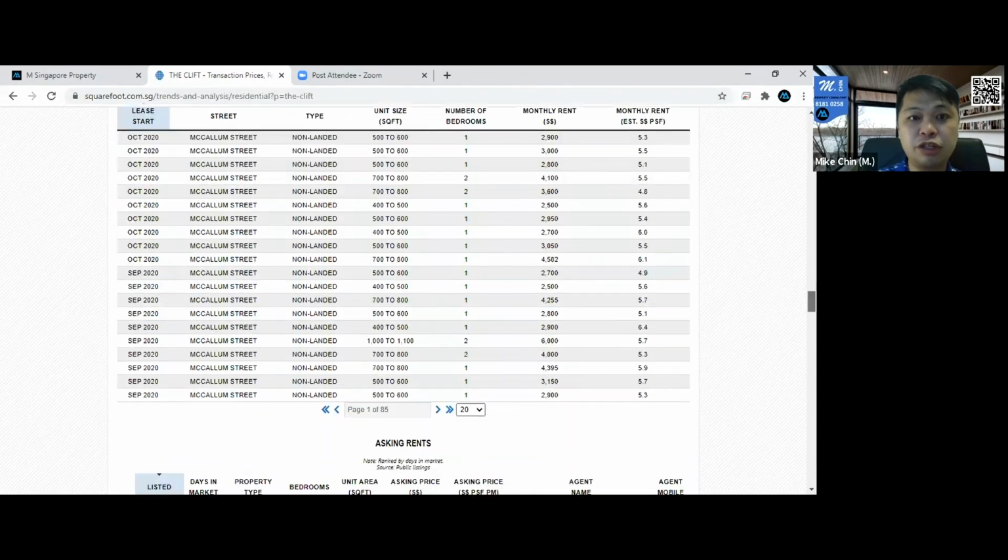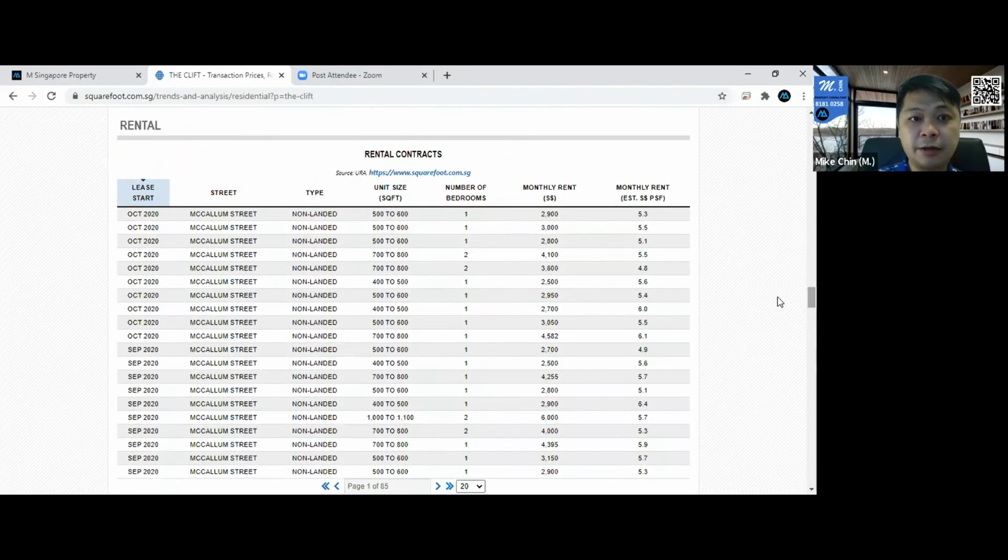Let's go into the rental sum. Okay, the lease start in October. The latest one is 500 to 600 square feet, transacting at 2009. So just now you see the number, our square feet is 527 square feet. So usually within this range at 2009.